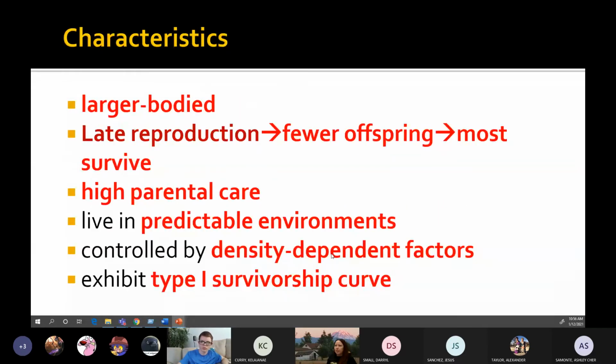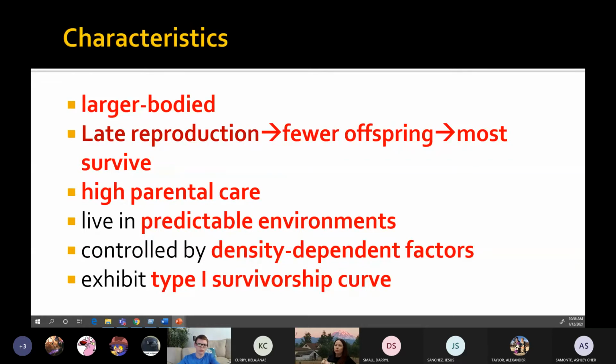Some characteristics of K-selected species, some of your bigger organisms: they tend to reproduce later in their lifetimes, not right off the bat, have fewer offspring, and most of them survive. Like I said earlier, there's higher parental care, predictable environments, and they are controlled by density dependent factors. We'll go through some of those later on. Those are the factors in the environment that are related to how many organisms there are in a given area.